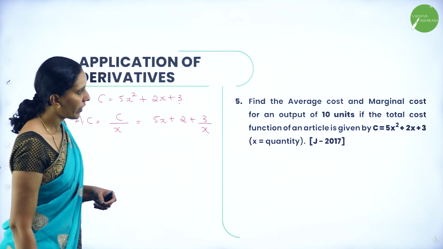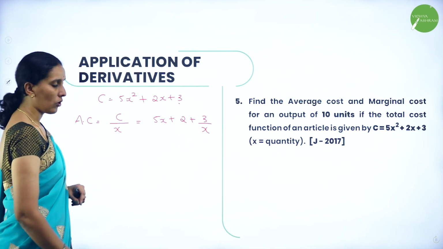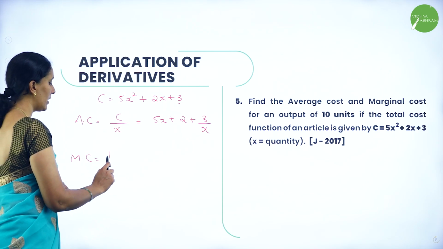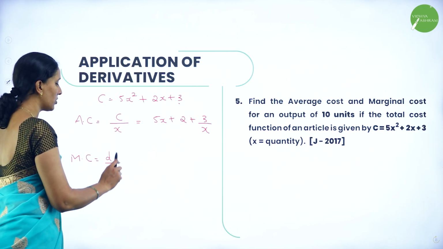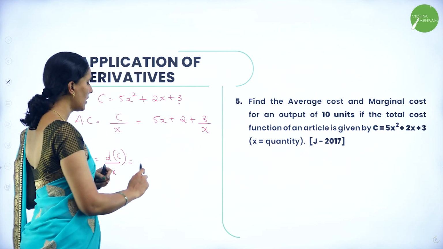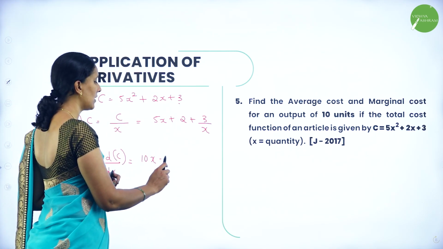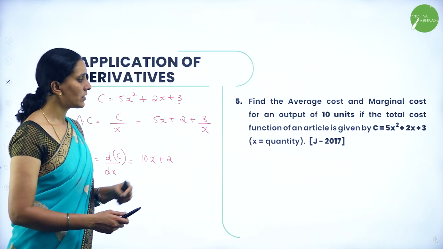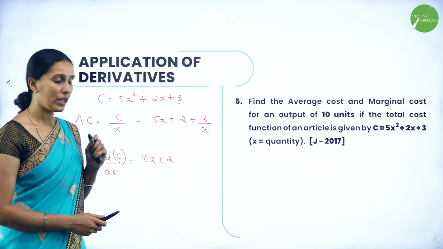Next, I need to find out the marginal cost. Marginal cost is the derivative of the cost function. So when you differentiate it, x square gives 2x, so here you will get 10x plus 2. Now they have given here the output is 10 units, so we need to take x is equal to 10 units here.